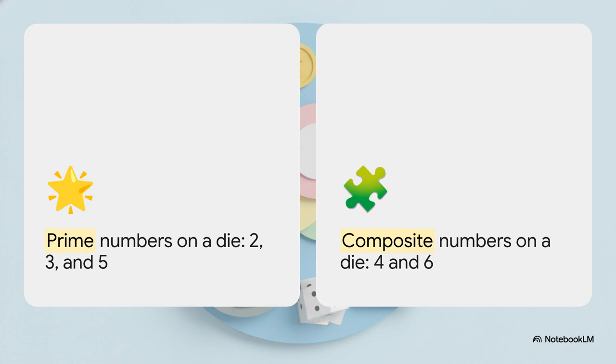A prime number is a number that has only 2 factors, 1 and itself. So if we look at the numbers on a die, 1, 2, 3, 4, 5, 6, the prime numbers are 2, 3, and 5. On the other hand, a composite number has more than 2 factors. The numbers on our die that are composite are 4 and 6. And remember, pay super close attention here. The number 1 is neither prime nor composite.